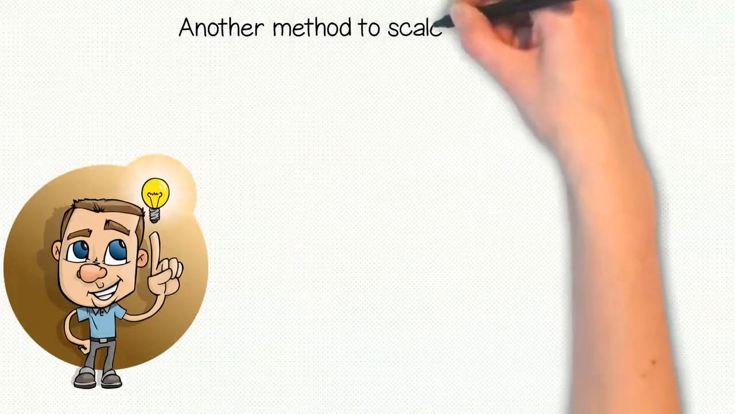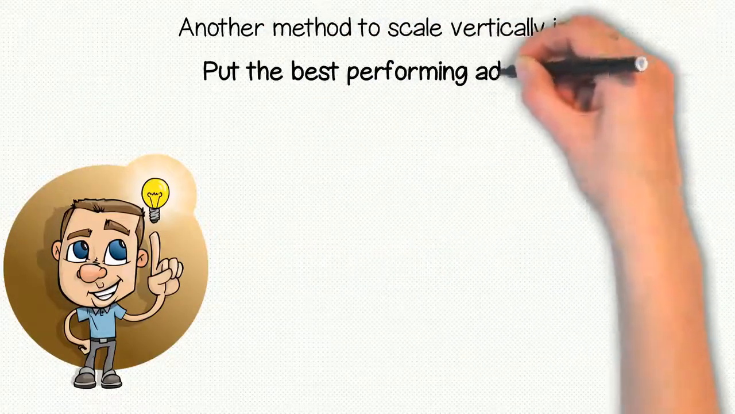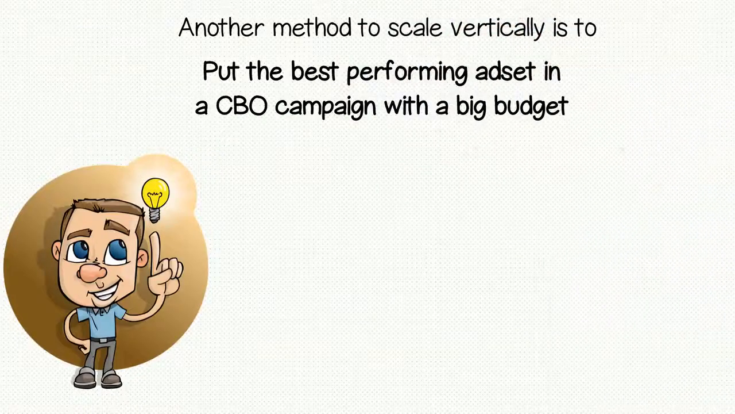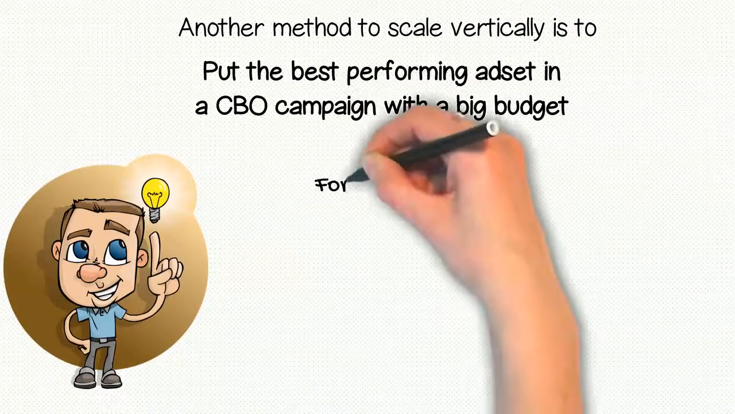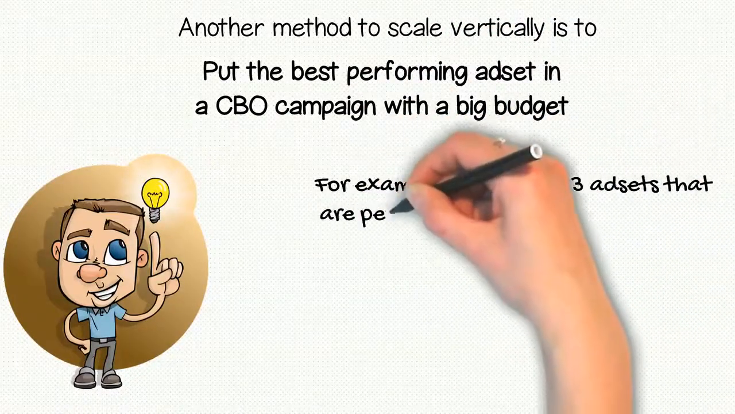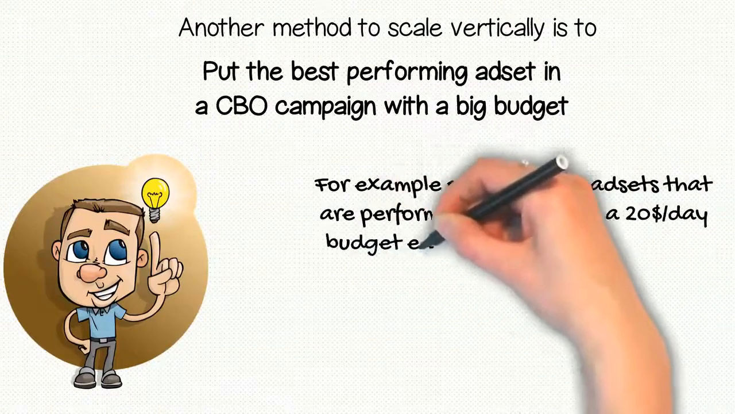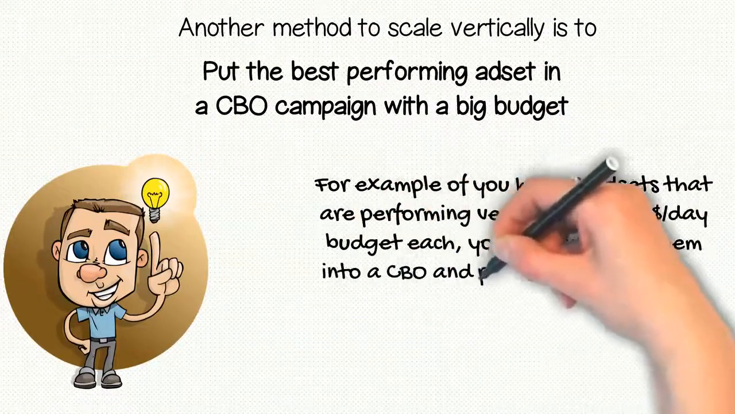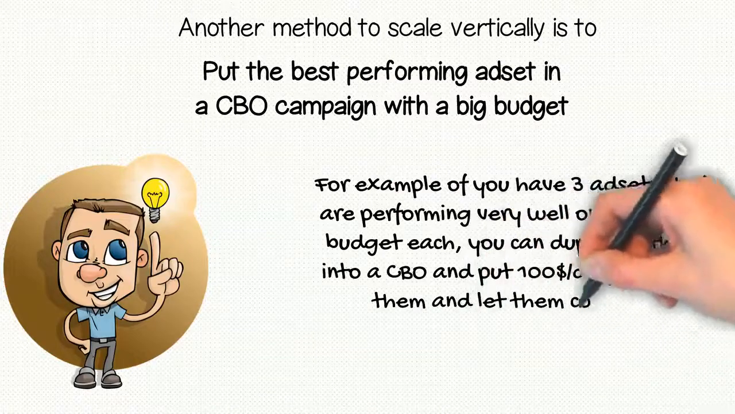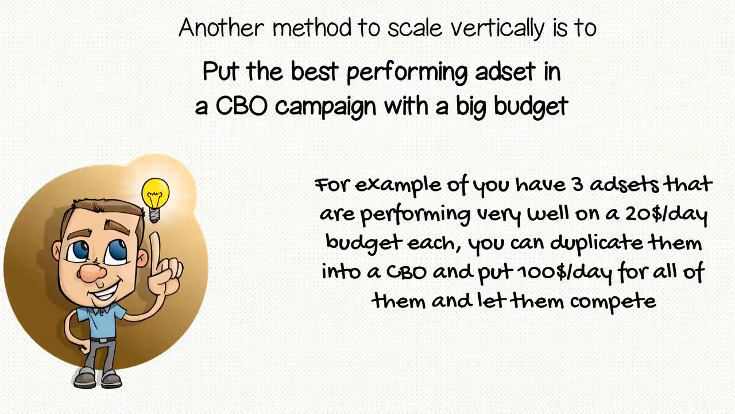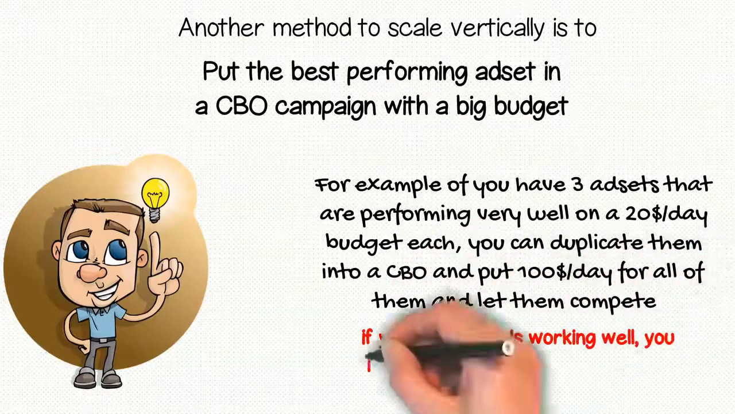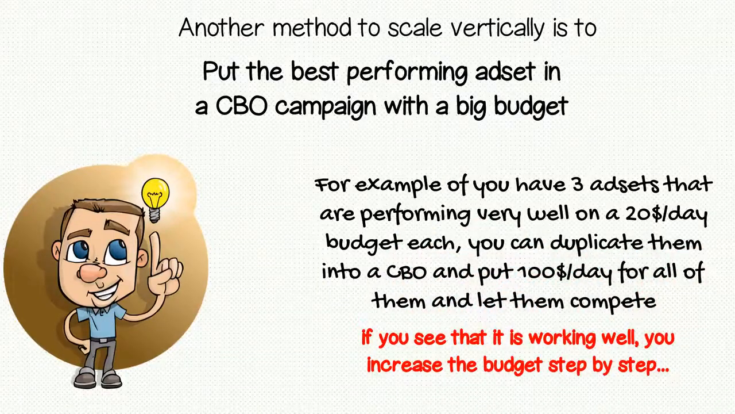Another method to scale vertically is to put the best performing ad set in a CBO campaign with a big budget. For example, if you have 3 ad sets that are performing very well on a $20 per day budget each, you can duplicate them into a CBO and put $100 per day for all of them and let them compete. And then if you see that the campaign is working well, you increase the budget step by step.